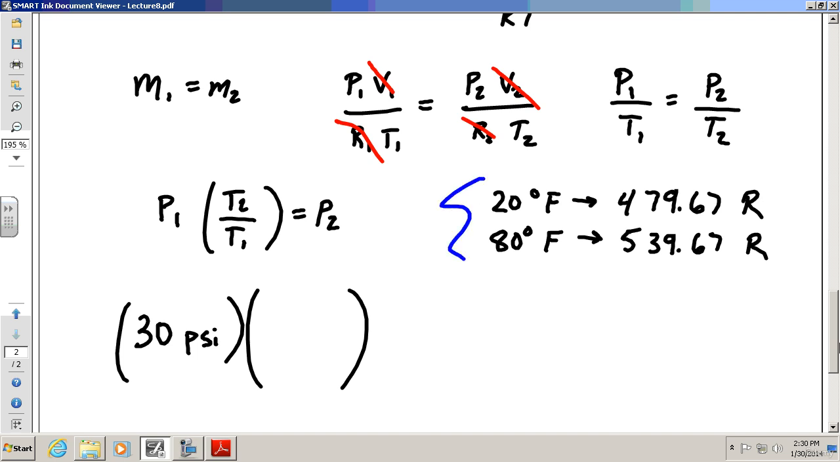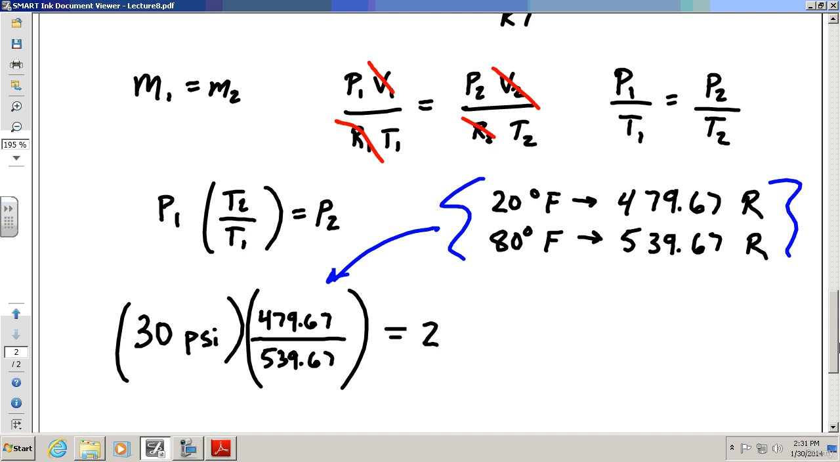So now we can put those numbers into our formula here, substituting T2 and T1. The final temperature is 479.67 Rankine. The initial temperature is 539.67 Rankine. And now I can solve for my pressure, which will also be in PSI because the temperature units cancel. Somebody can do that. It's not too hard. 26.7. I don't know about you, but when my tire pressure comes in at 26.7, my monitor goes off.